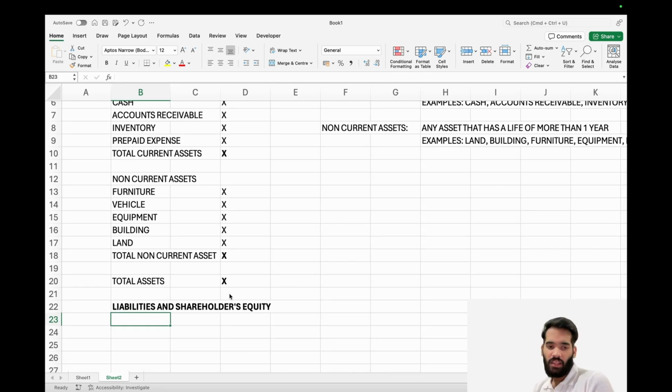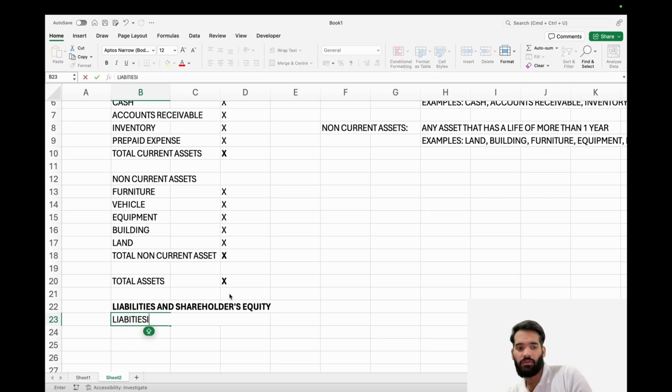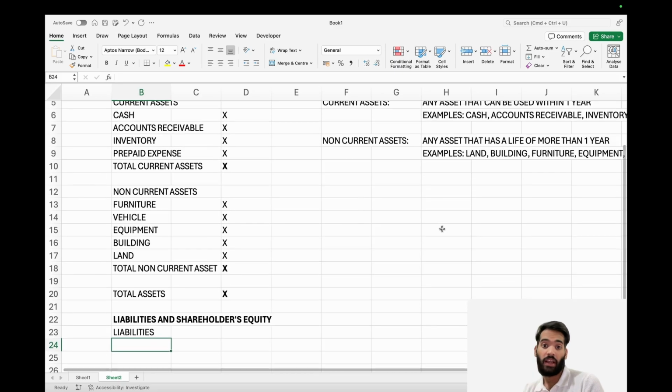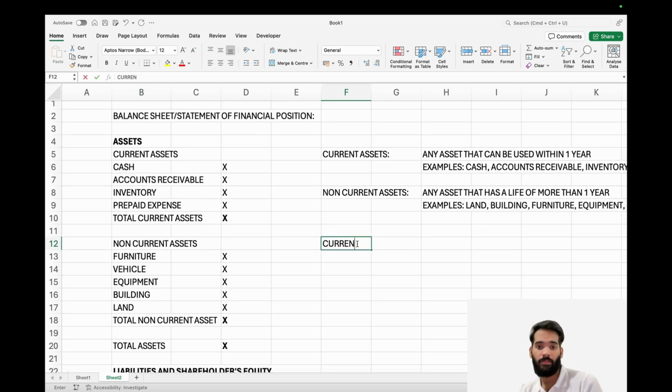In this case, first we're going to mention liabilities. If you are using IFRS, first we write equity, then we write liabilities. But because we are using the GAAP format, we'll first do the liabilities. In the liabilities we have the same concept, current liabilities and non-current liabilities. So let me define current liabilities. I think you might already have an idea.